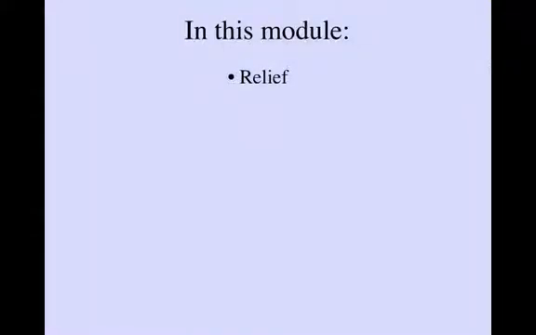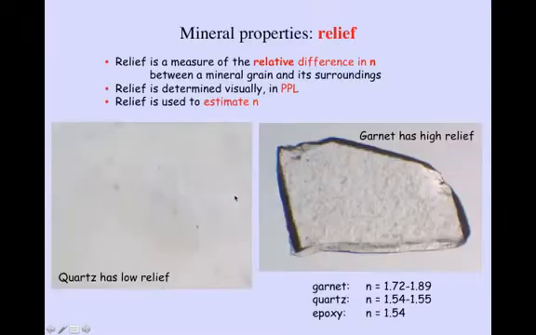All right, this is a relatively brief module on the optical property of relief. Relief is a measure of the relative difference in the refractive index, which we use N to represent, between a mineral grain and its surroundings. This is a property that you see visually, usually best in plane polarized light. We can also use the relief that we see in a mineral to estimate what the value of N might be for that mineral.